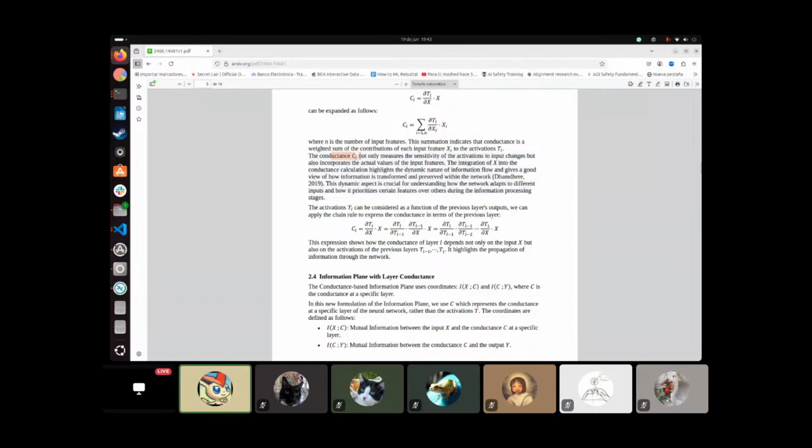The conductance not only measures the sensitivity of the activations to the input changes, but also incorporates the actual values of the input features. The integration of X into the conductance calculation highlights the dynamic nature of information flow and gives a good view of how information is transformed and preserved within the network.